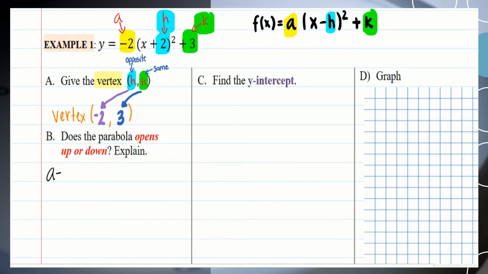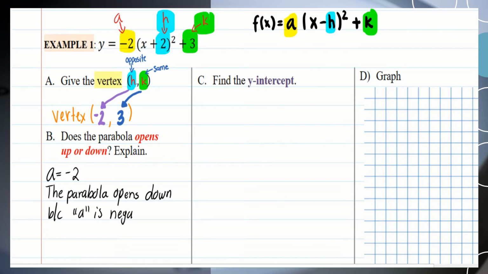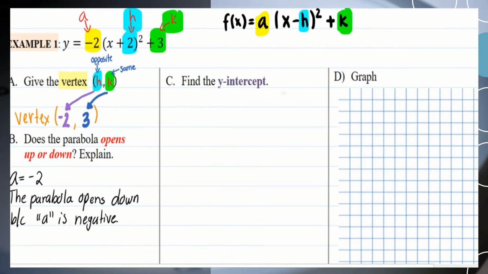Let's look at our A, which is what part B is asking us. Does this parabola open up or does it open down? We know that our A is -2 here. So that means that the parabola is going to be opening down. What does that mean? Our parabola is going to have a max for the vertex. It's going to be the maximum value of our parabola here. Again, let's explain why: it's because your A is negative.